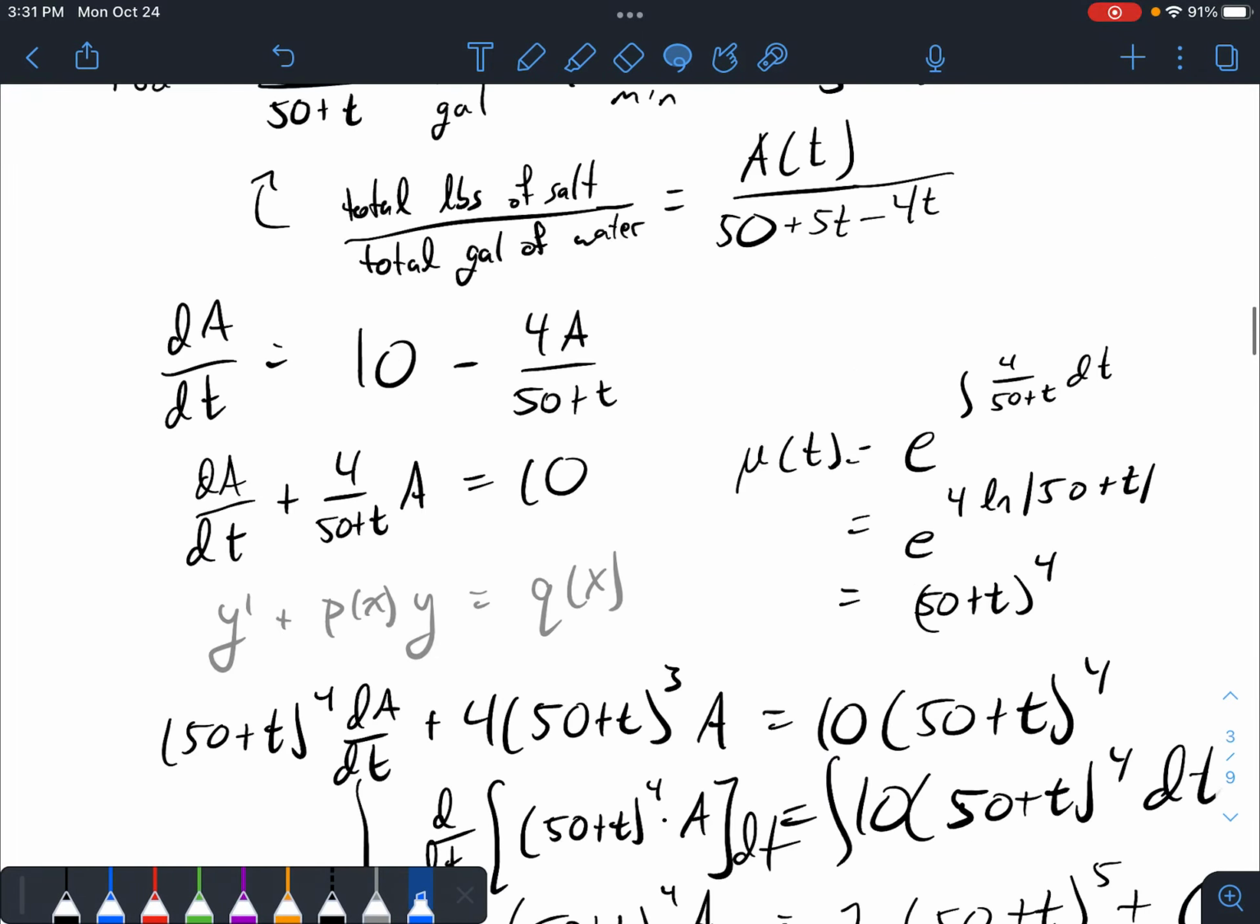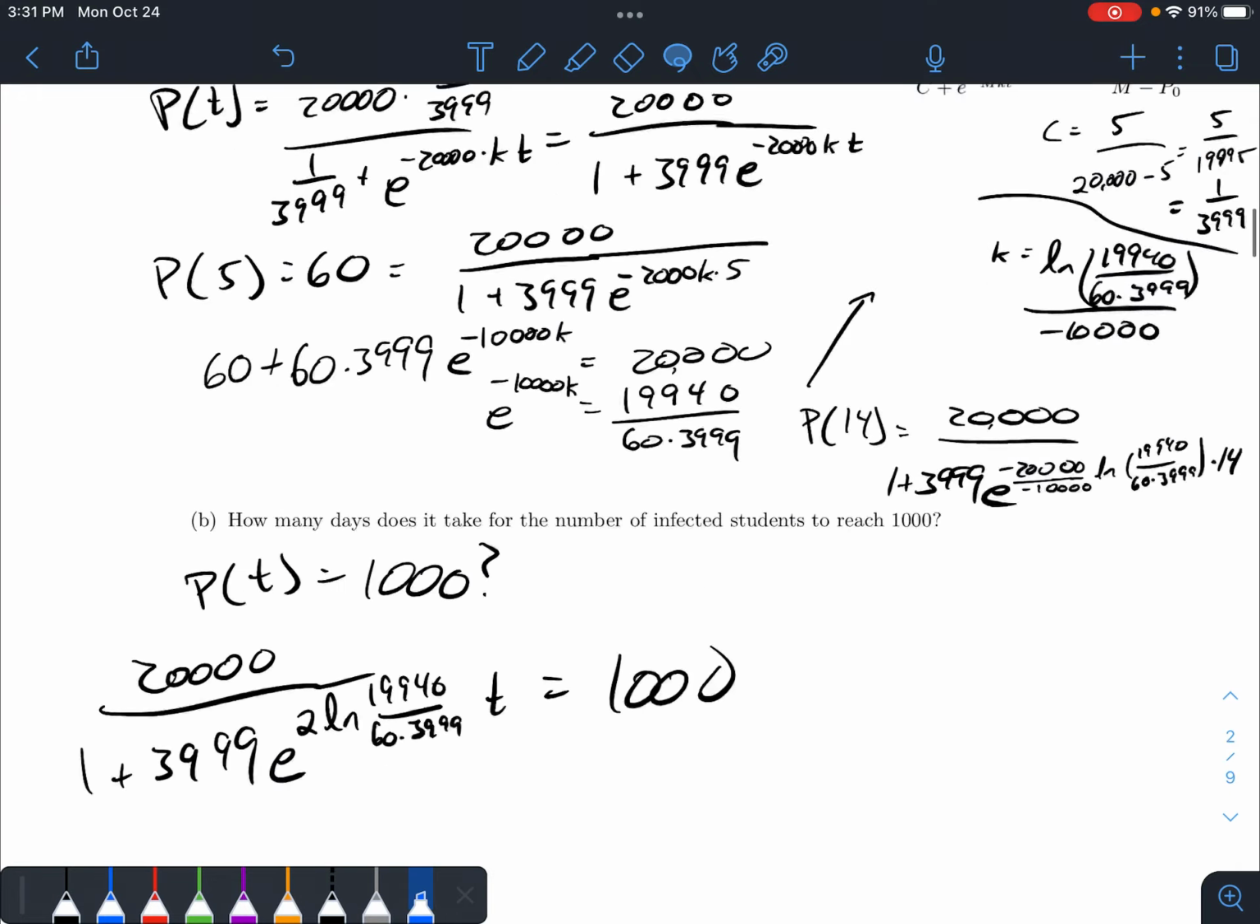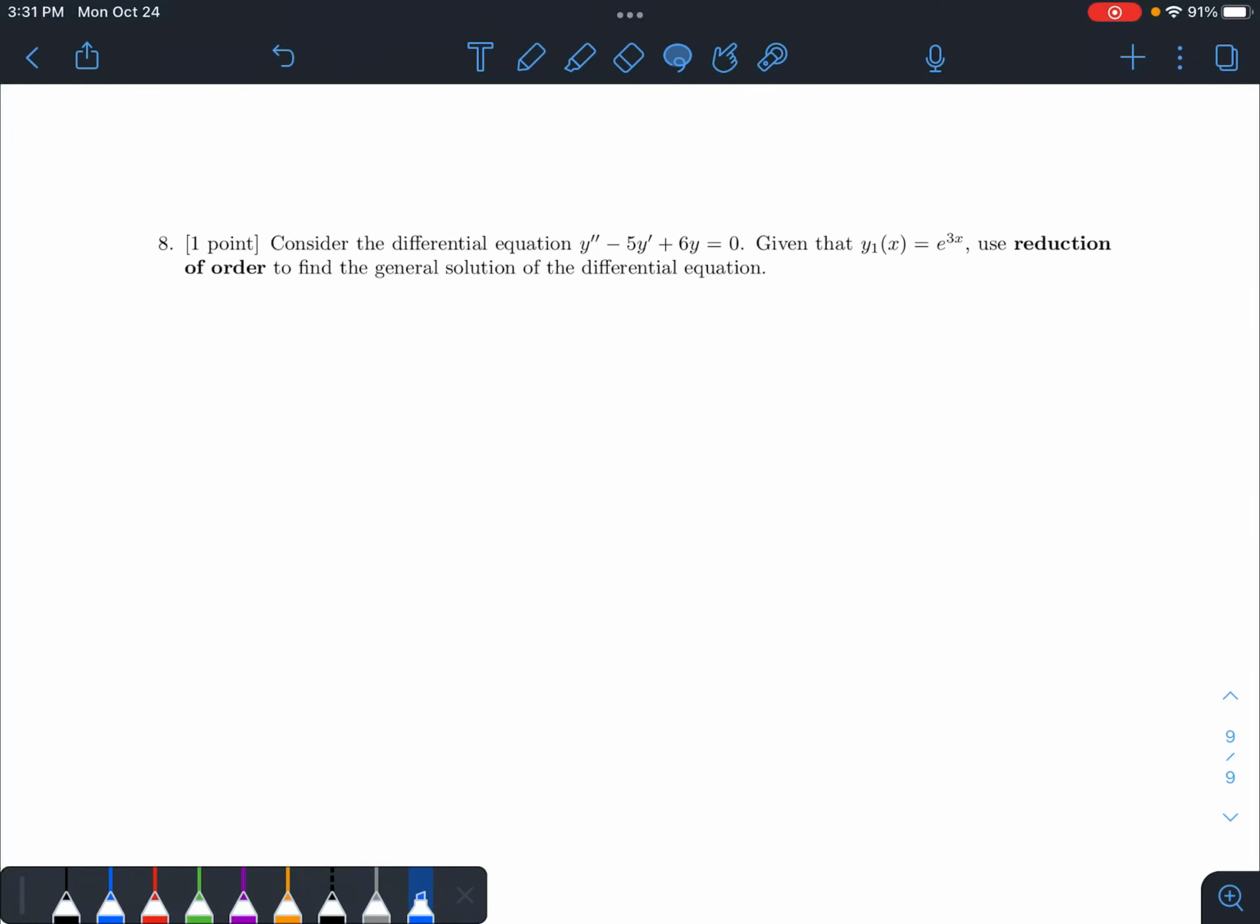So this one I just definitely do not have memorized, so this kind of has to be given to us. But this is our reduction of order formula. I'm going to copy it, bring it down here, and apply it.